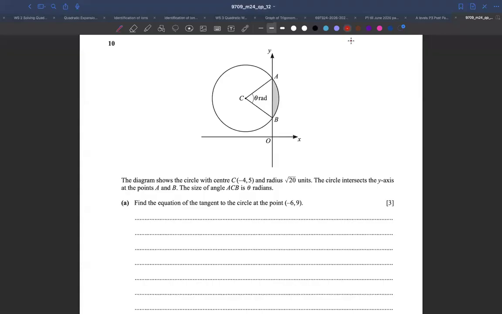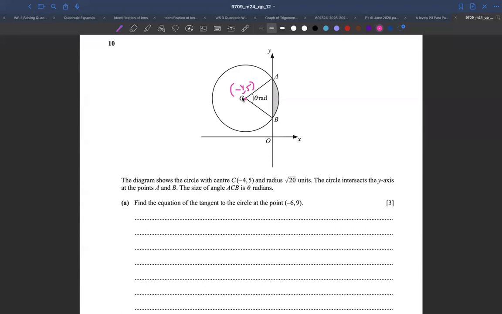In question 10, it says the diagram shows a circle with center and radius. The circle intersects the y-axis at the points A and B. The size of the angle is theta. Find the equation of the tangent to the circle at the point -6, 9. Okay. So this is center C, which is -4, 5. This is the center over here, right? Radius is this, and we have to find the equation of the tangent.